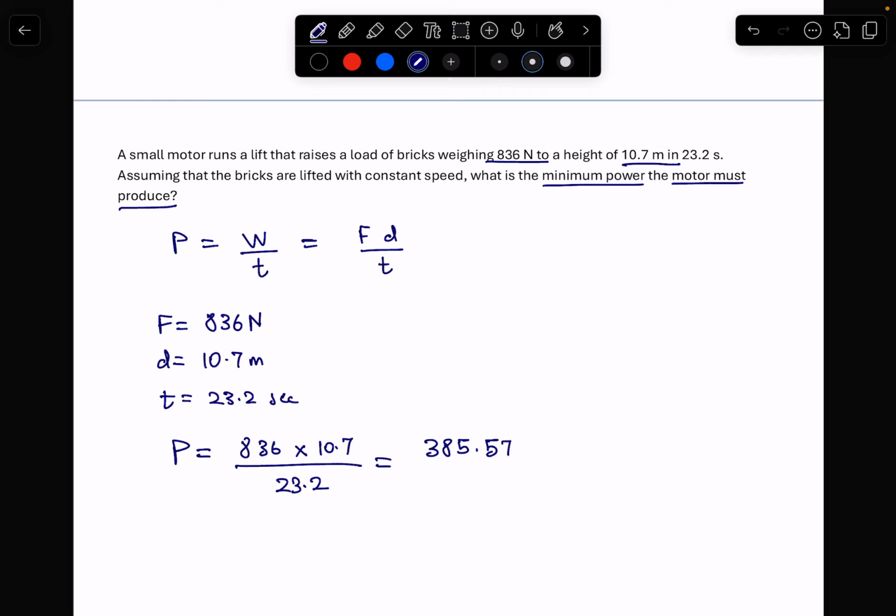385.57. I think this is watts. In real life it'll have to produce more than this. So P real will have to be greater than 385.57 because there are losses in real life, but in an ideal situation there won't be any losses, so this is the only amount of power it'll have to generate.